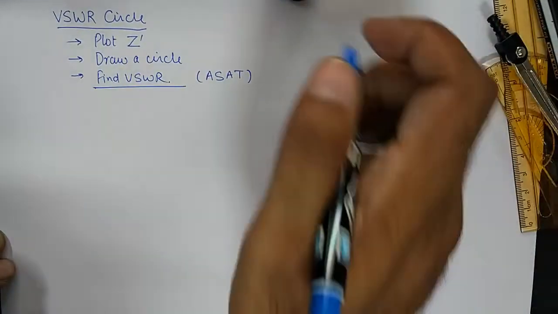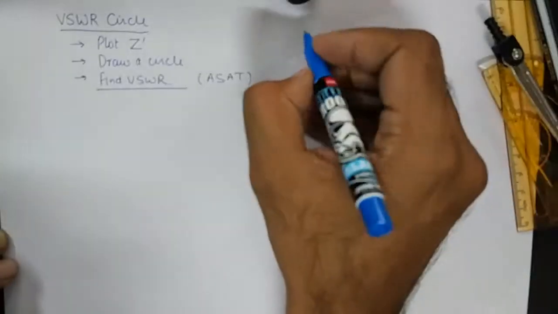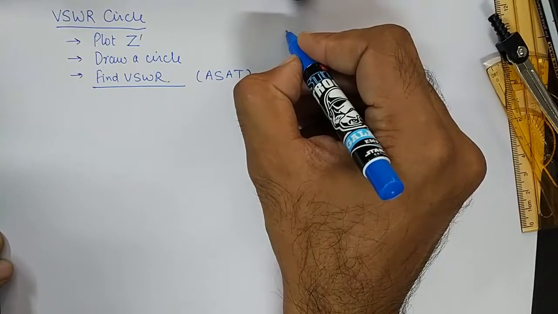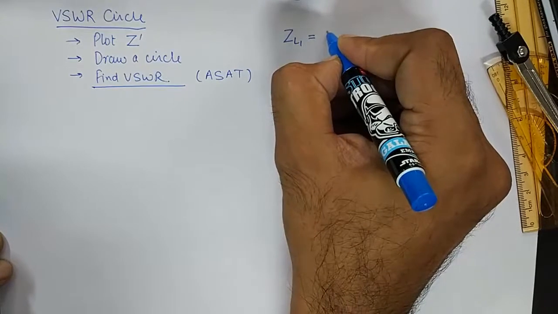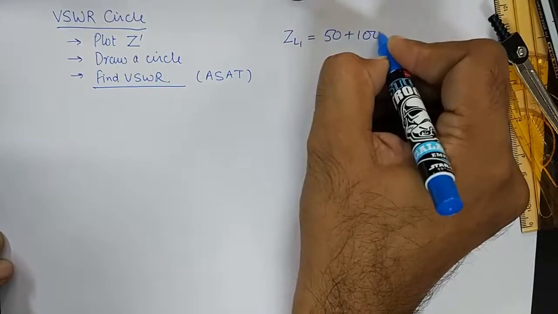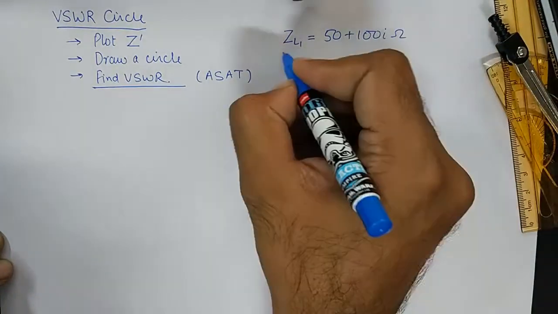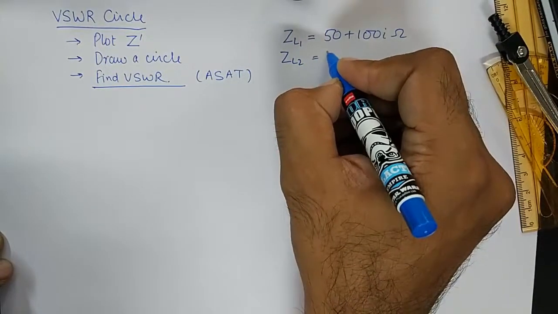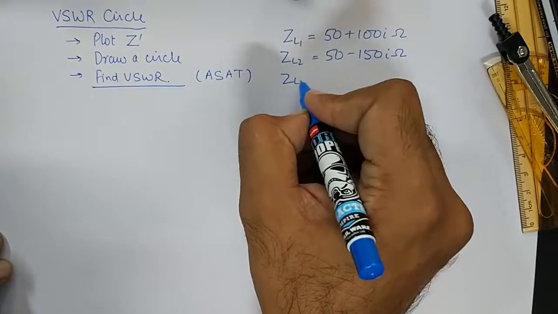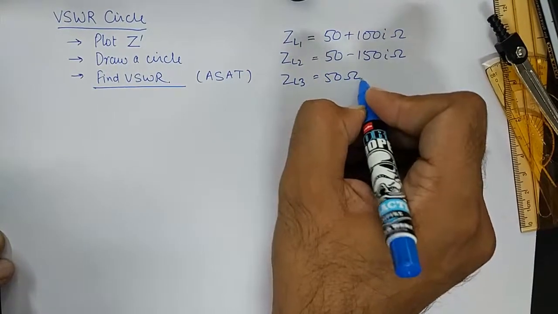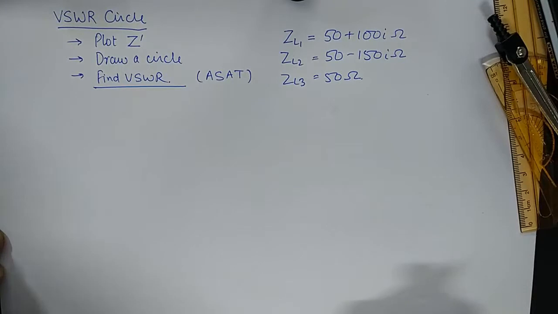So let's begin. I'll take up an interesting case where I have three different types of load. ZL1 is 50 plus 100 iota. ZL2 is 50 minus 150 iota. ZL3 is 50 ohms. So we'll plot VSWR circles for all these three and find VSWR for these three loads.